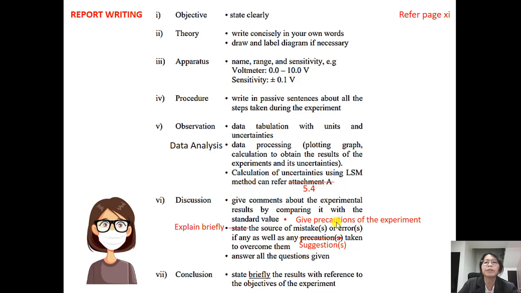Then we are going to give the precautions of the experiment, then explain briefly the sources of mistake or error, if any, as well as the suggestions that can be taken to overcome them. Then we are going to answer any of the questions given under the procedure. For the conclusion, we are going to state briefly the result with reference to the objective of the experiment.